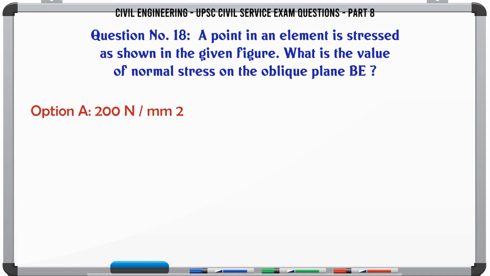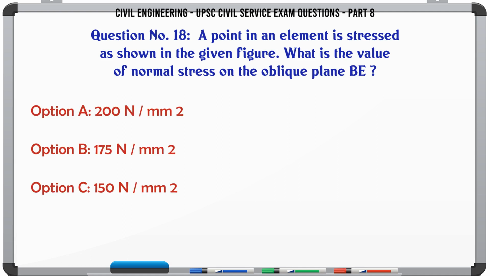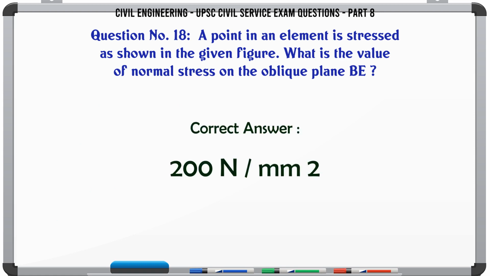A point in an element is stressed as shown in the given figure. What is the value of normal stress on the oblique plane B? A: 200 N/mm2, B: 175 N/mm2, C: 150 N/mm2, D: 100 N/mm2. The correct answer is 200 N/mm2.